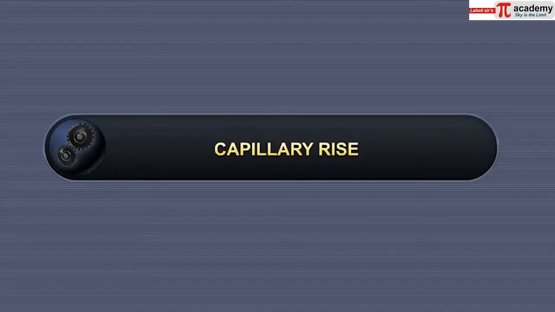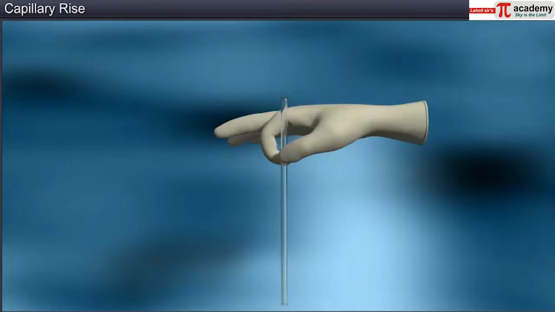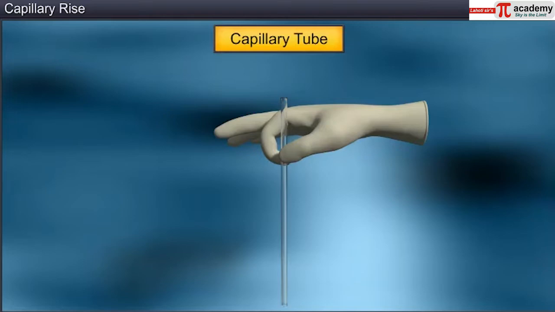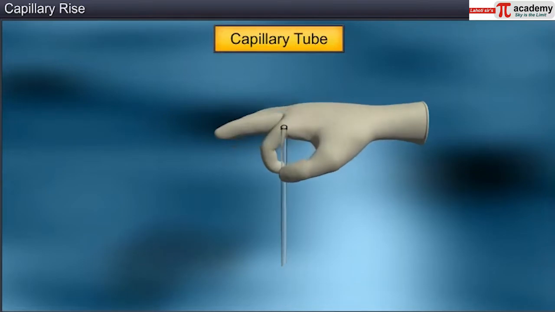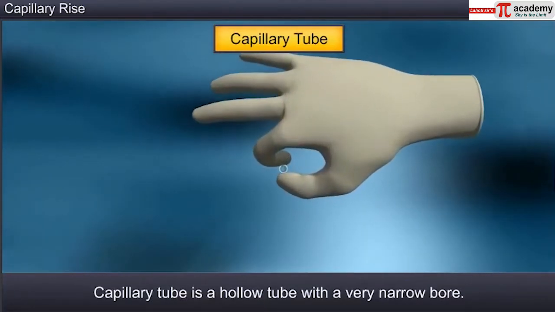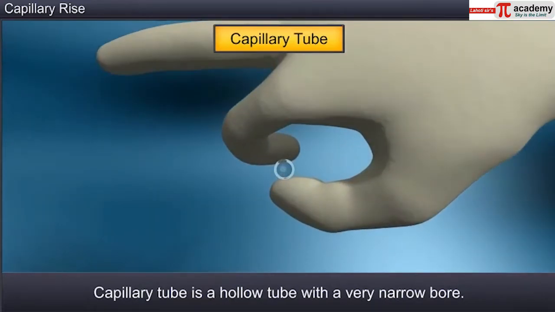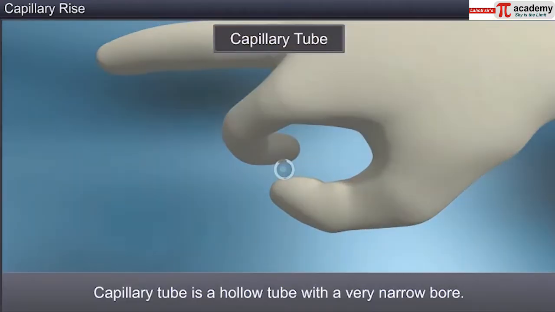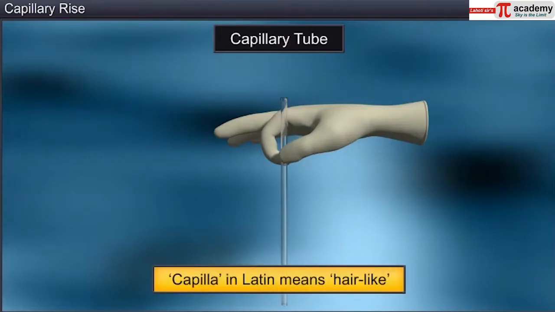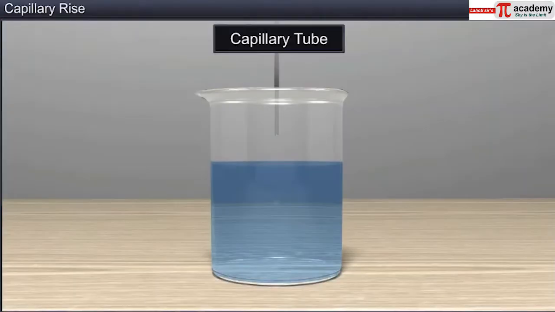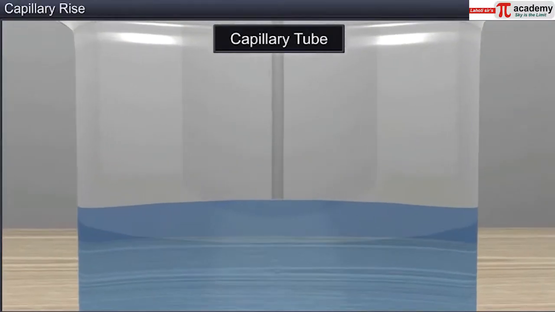In this module, you will learn about capillary rise. Consider a capillary tube, that is, a hollow tube with a very narrow bore. The word capilla is Latin and means hair-like. When you dip this capillary tube in a liquid, the liquid rises or falls in the tube.